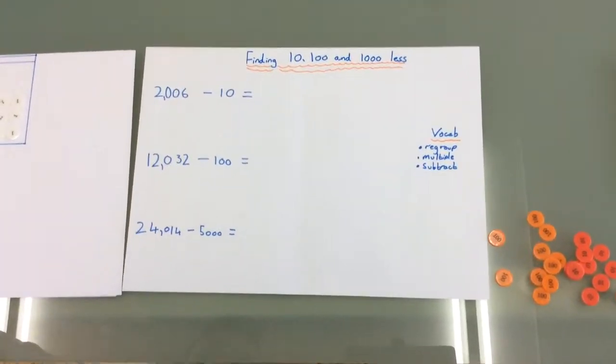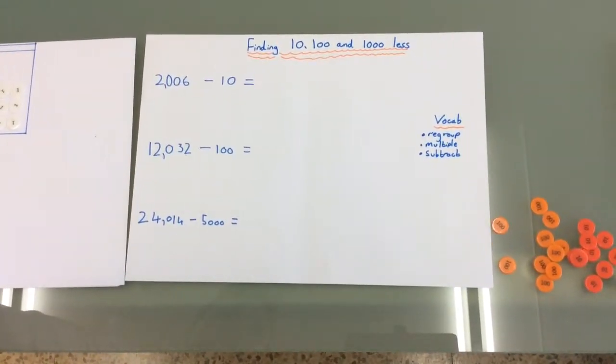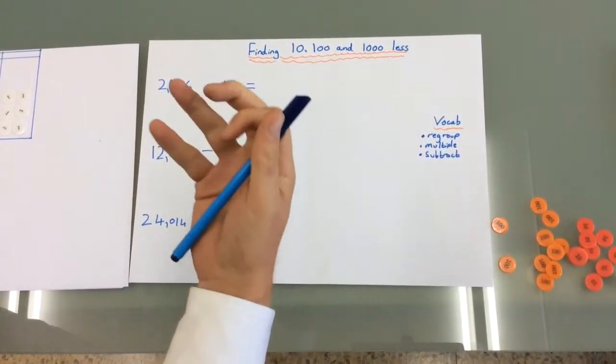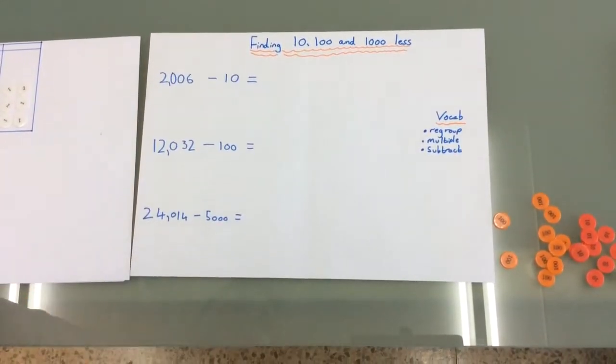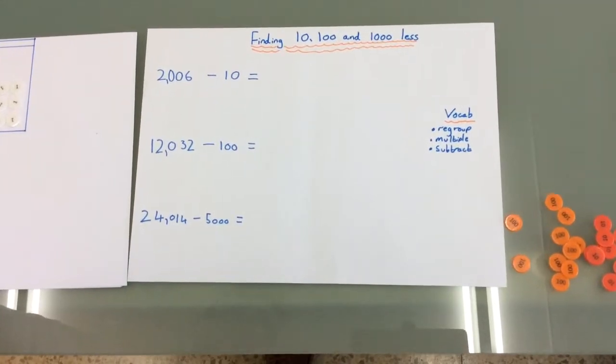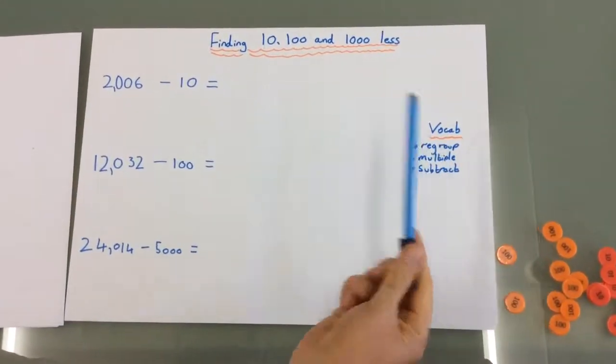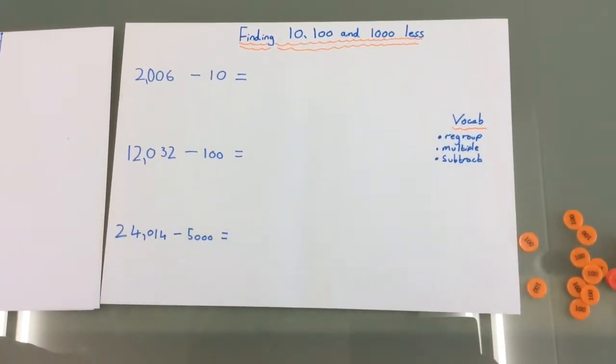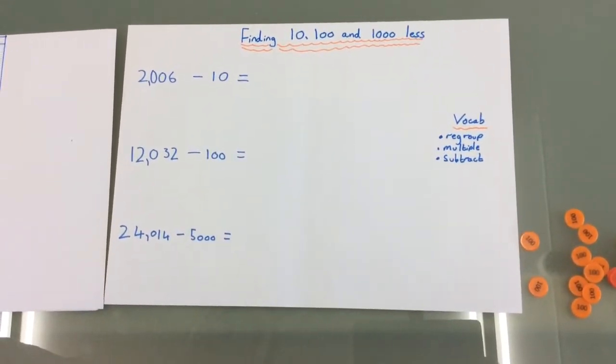In this video, we're going to do the opposite of what we did last week. Last week we found 10, 100 and 1,000 more. Now we're going to find 10, 100 and 1,000 less. You need some key words that you're going to hear me using: regroup, multiple and subtract. And we've used these words before, so you should be listening out for them.